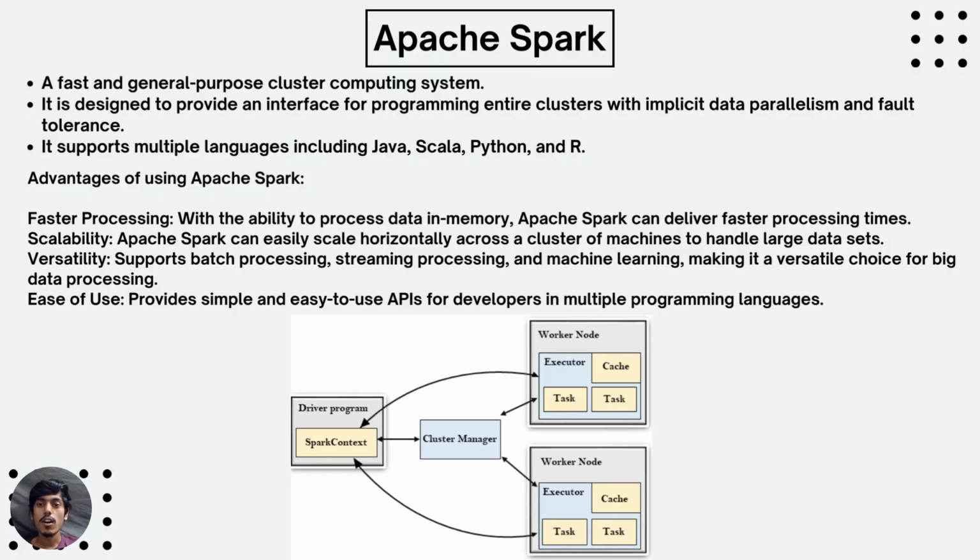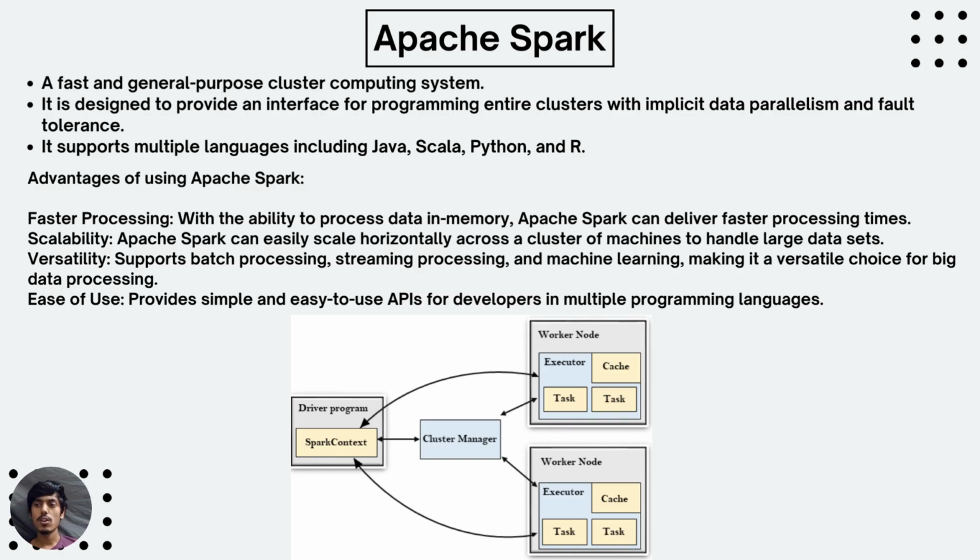So now I will talk about Apache Spark. So what is Apache Spark? It is an open source distributed computing system designed for big data processing and analytics. It provides a unified framework for batch processing, real-time streaming, machine learning, and graph processing.